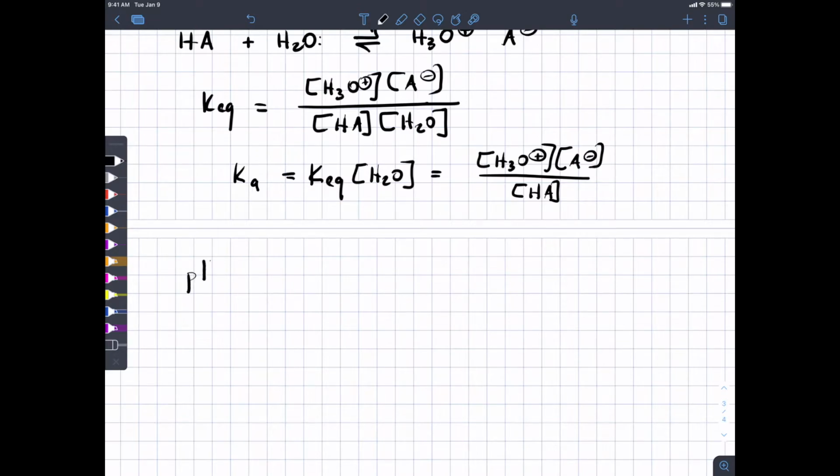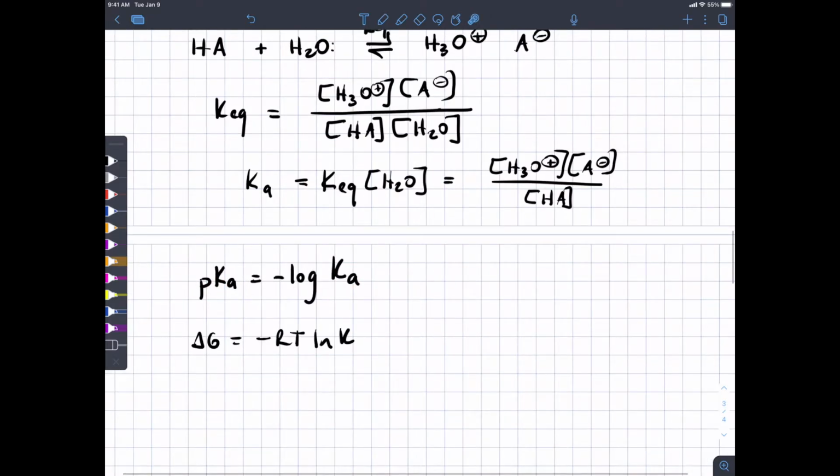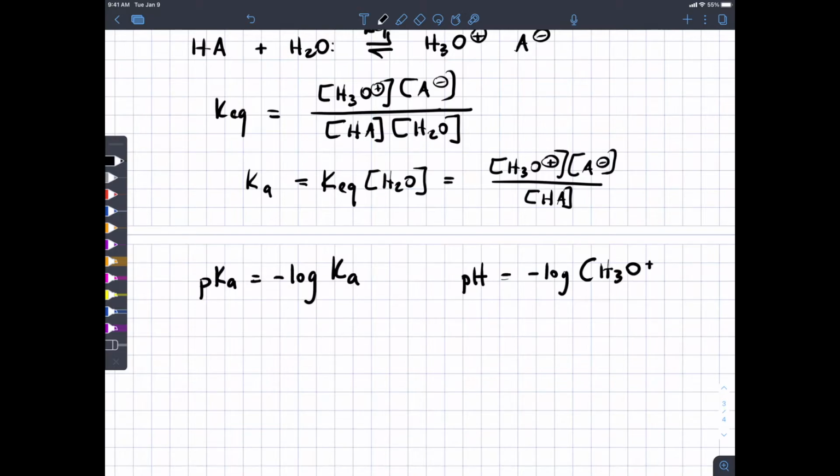So now we're going to use a few definitions. We're going to define pKa as the minus log of Ka. We do that by analogy to the fact that delta G equals minus RT ln K, such that large equilibrium constants, favorable Kas, have negative pKa values. We're also going to define pH as the minus log of H3O plus, such that really low pHs mean high concentration of hydronium.